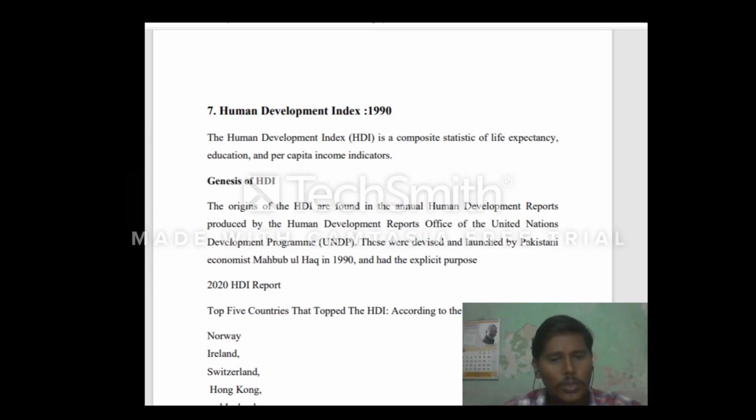And we have one of the most accepted indices in the world called the Human Development Index. This index was proposed by one of the finest economists of the world, Professor Mahbub ul Haq, and it was developed by Amartya Sen and some other economists also. The Human Development Index is published by the United Nations Development Programme every year. So it is the most popularly accepted report in the world.